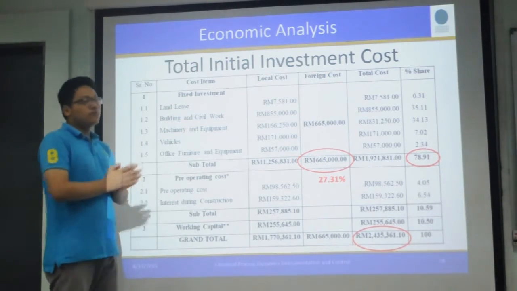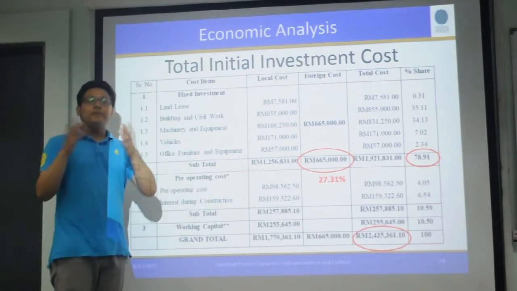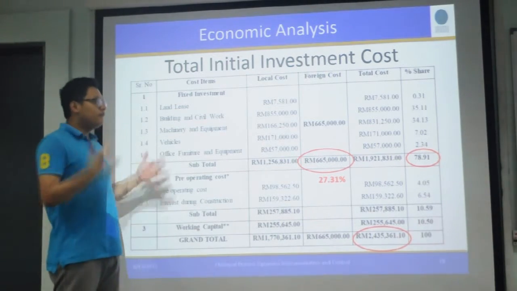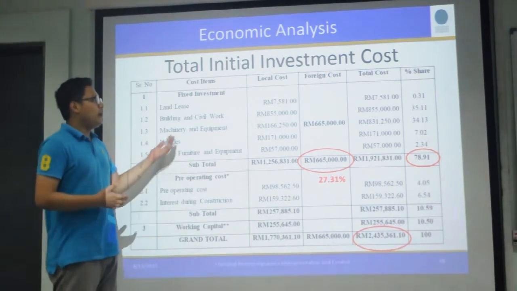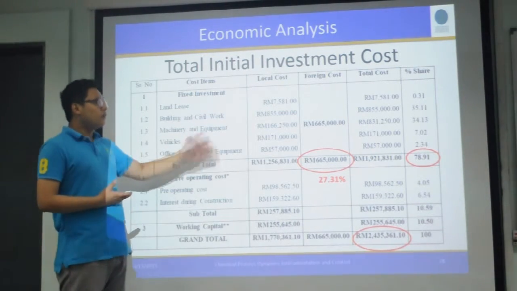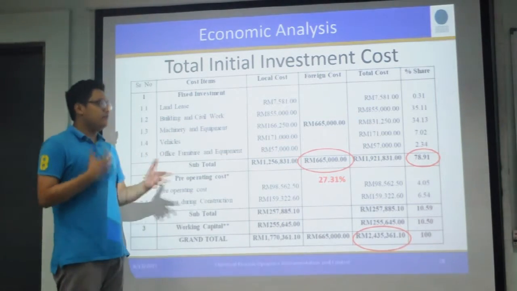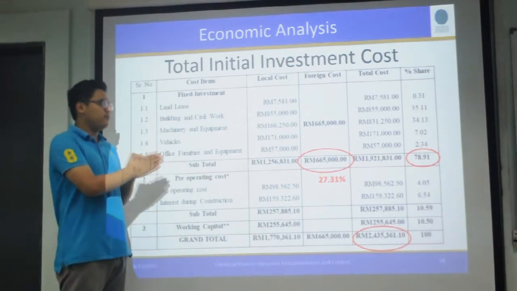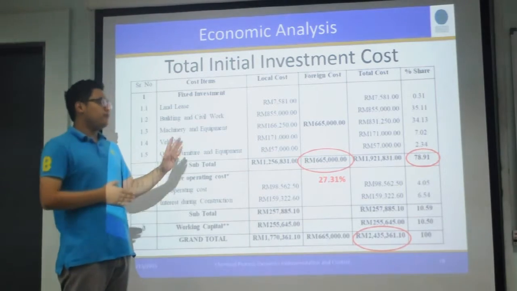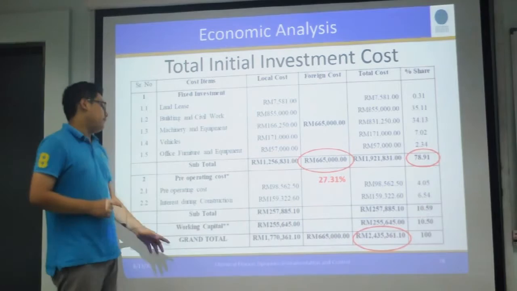cost. It's also worth noting that because machinery and equipment is mostly sourced from foreign companies, we have to import them into Malaysia. So we figured that the approximate cost for machinery and equipment from the foreign companies would be around 665,000 ringgit, which constitutes 27.31% of the total investment cost.